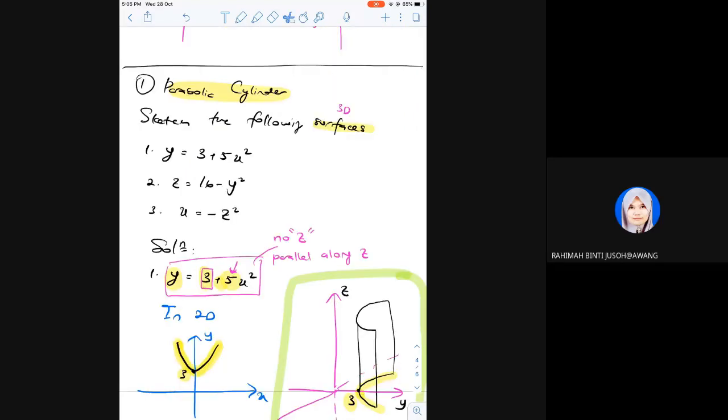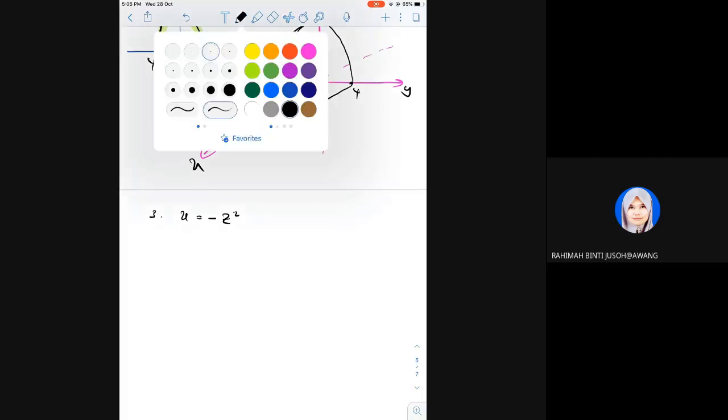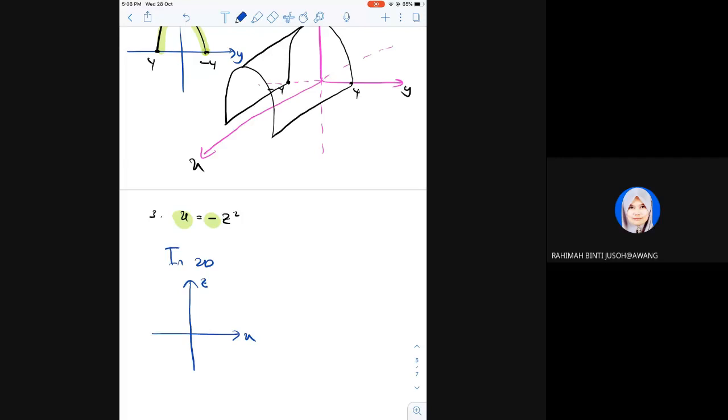So, now, question number 3. X equals to negative Z squared. In 2D, what is the shape? Horizontal. Z axis, sorry, Z axis. Left or right? Left, negative. Yes, left, because we have negative. Left, and the subject is X. Of course, it should be on the left. So on this left side, like that.